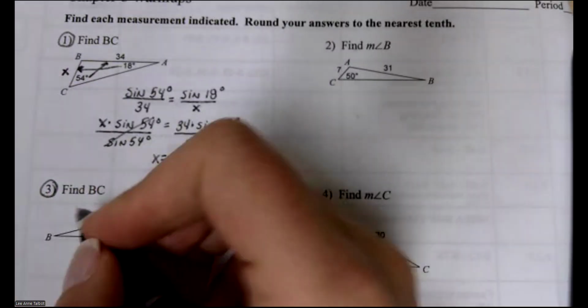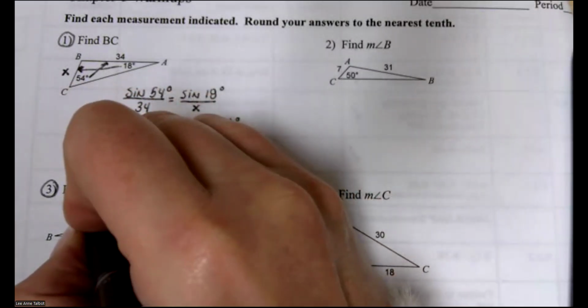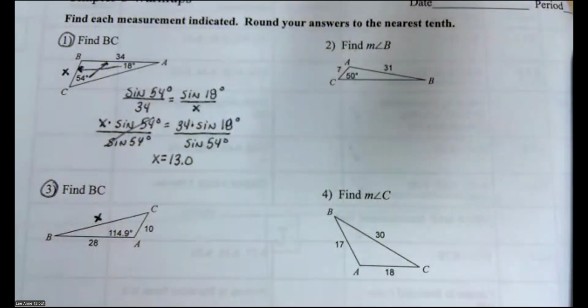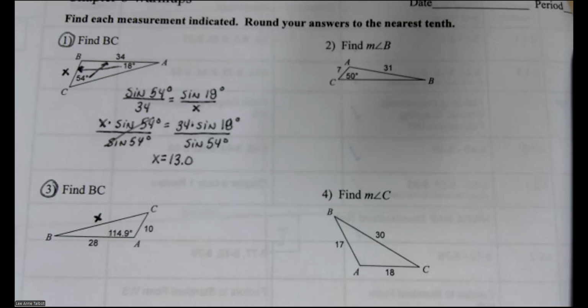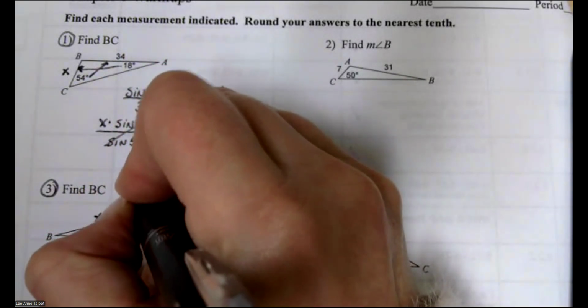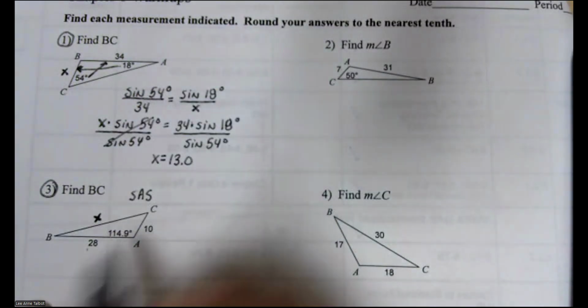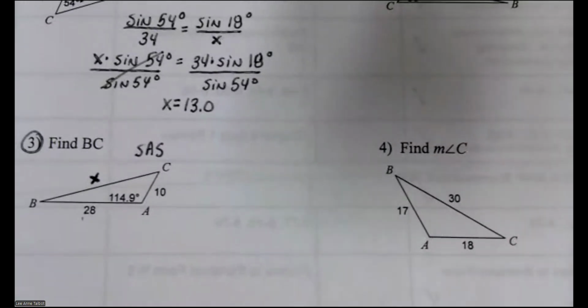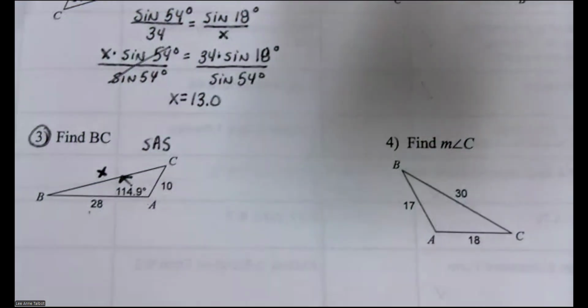Okay. Now this one also says find BC. So I'm going to put an X here. And this one, I'm not able to set up a proportion with my arrows. This is side, angle, side. What do I do when it's side, angle, side? Law of cosines. Okay, and law of cosines is very specific. So take the angle that they give you and put an arrow across to your X.